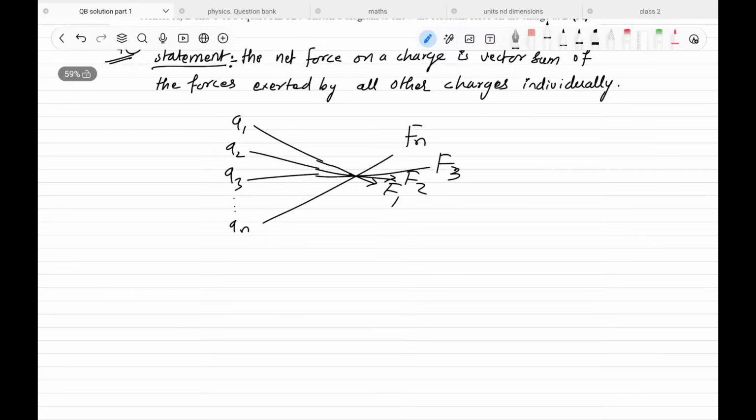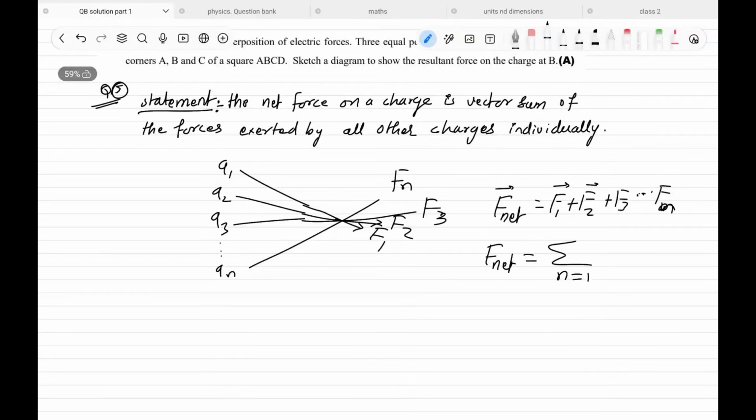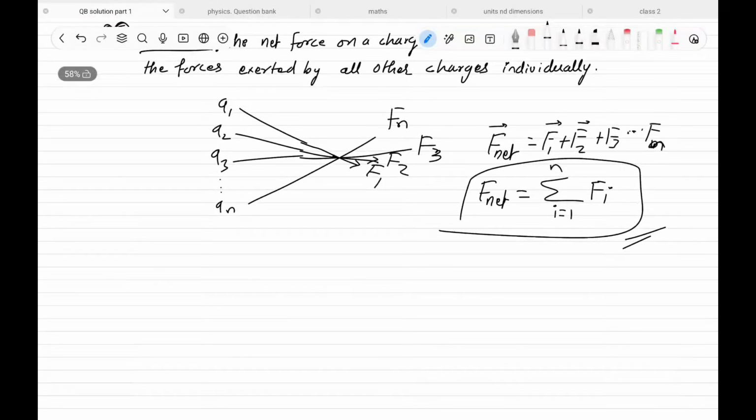Now the vector sum, we can write F net or total force is equal to F1 plus F2 vector plus F3 and so on up to Fn, or F net is equal to the summation from i equal to 1 to n of Fi, the sum of the forces. We can write it using this formula. That's it. You have to explain this much only.